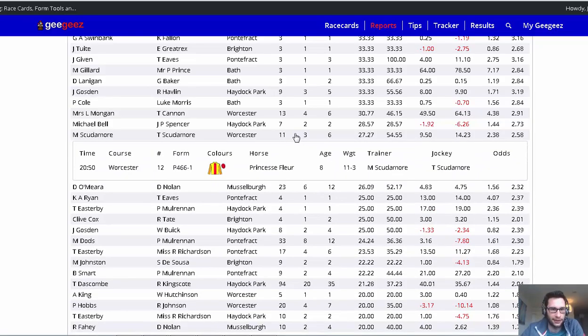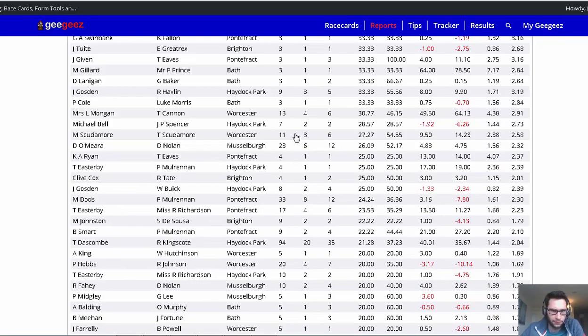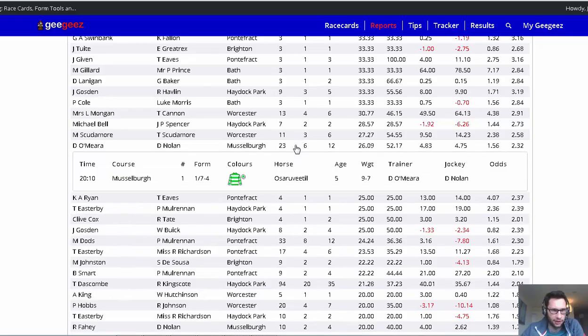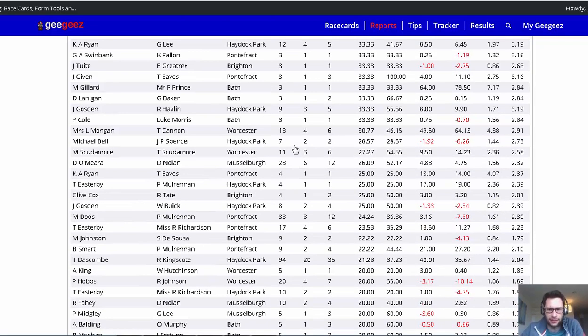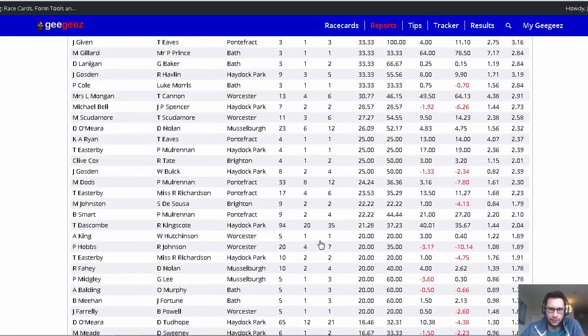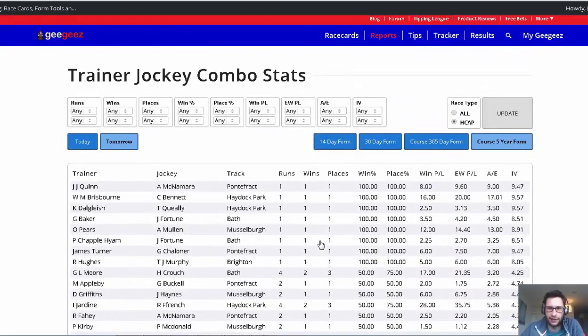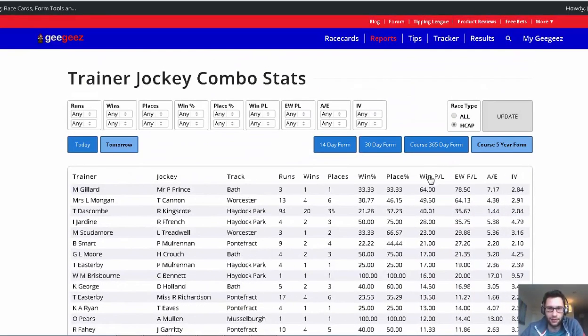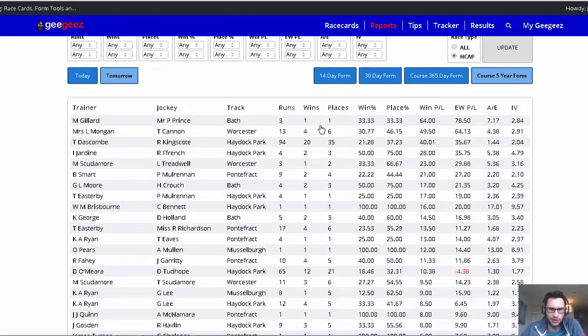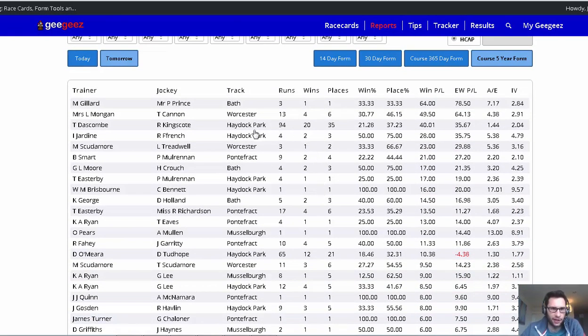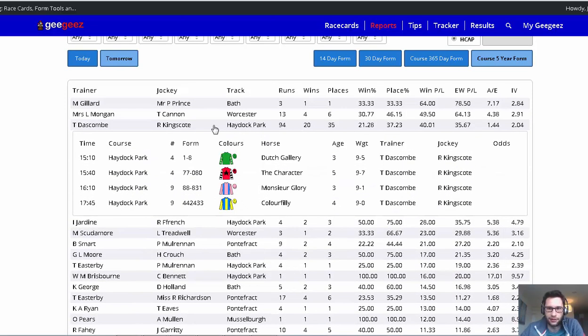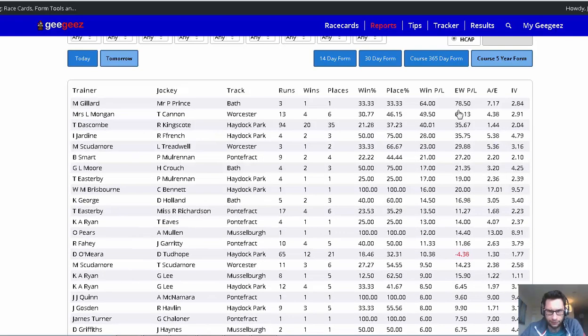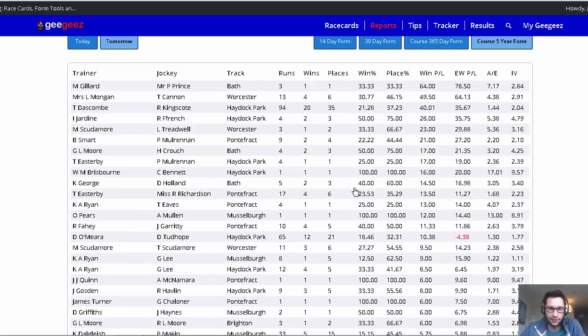What else? O'Meara Nolan at Musselburgh. That's another okay one. Then the percentages start to drop, but again, it's all personal preference and how you like to bet. You can sort by profit. Obviously, some of these are going to be small numbers. Dascombe and Kingscote, there we go. I think you can just back most of theirs in handicaps. Well, the stats suggest you can. So does my trainer track profiles report actually.